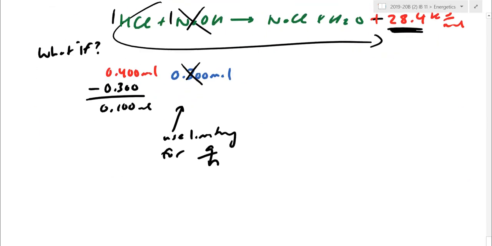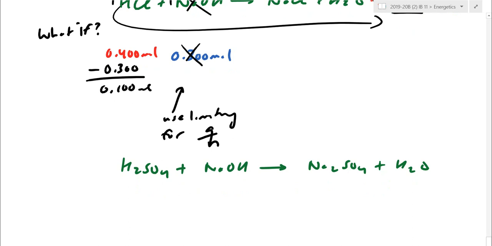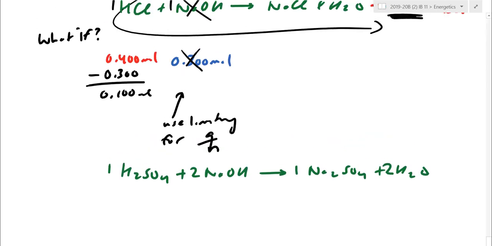It's even possible that the mole ratio might be different. So let's do everything the same. Let's say it's H2SO4 and NaOH, making Na2SO4. Right. So this time the mole ratio is different. It's going to be a 1:2 kind of ratio. What if I sort of avoided this limiting problem? What if my NaOH here was, let's keep that the same as 0.300.